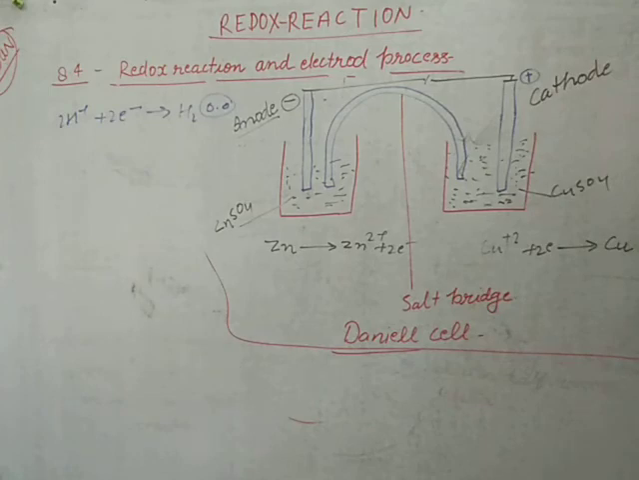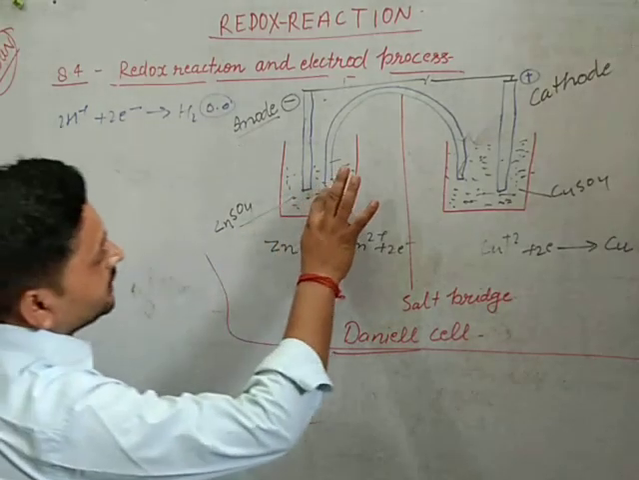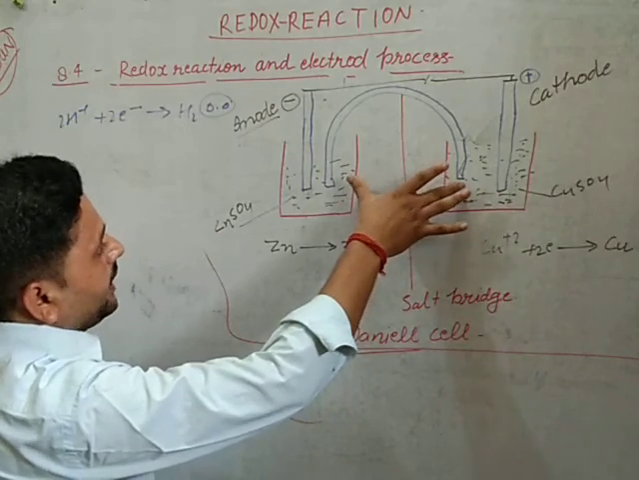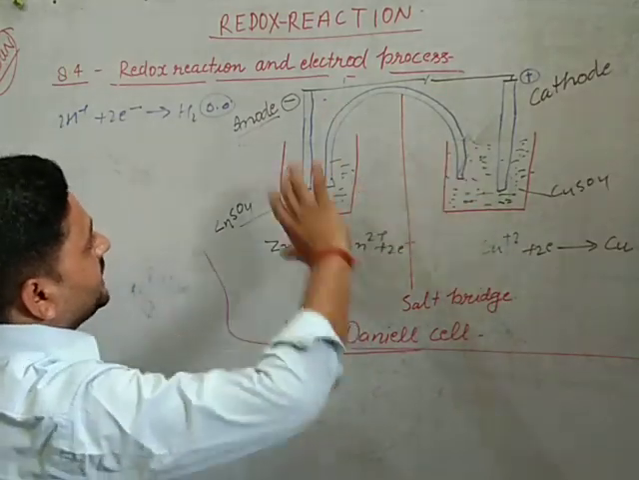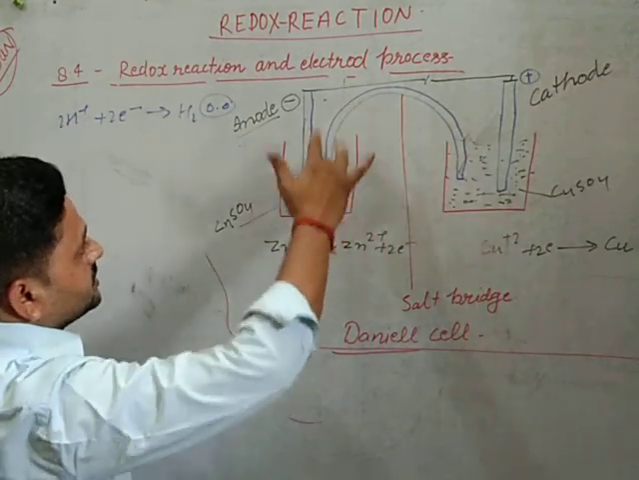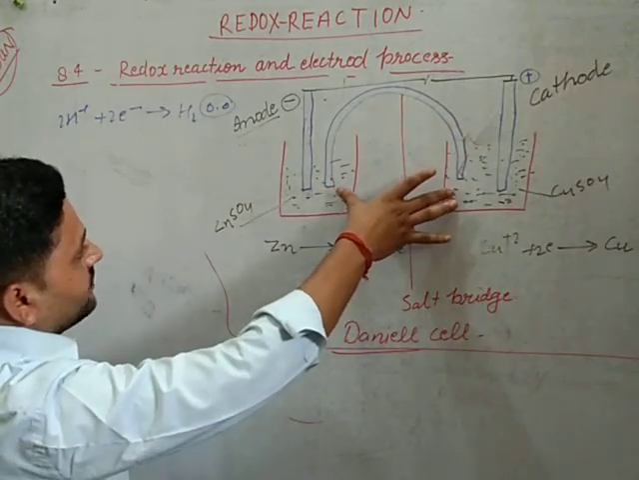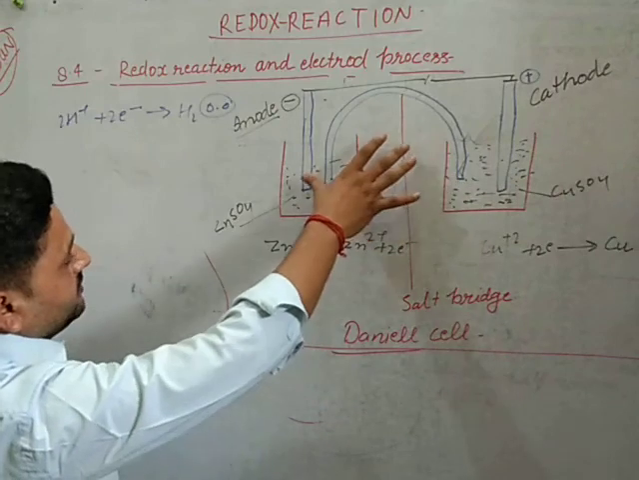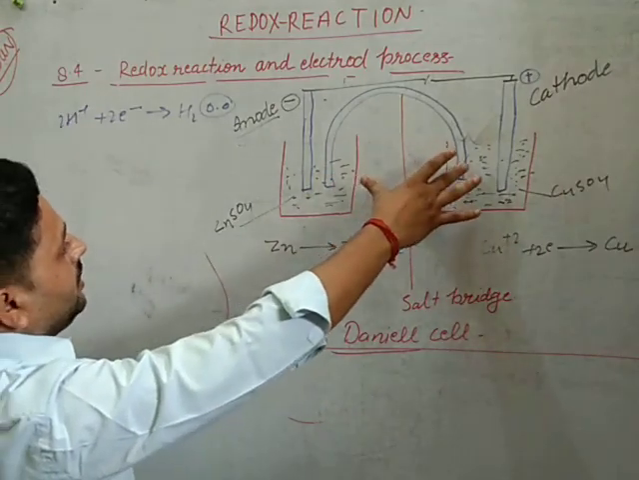Another function of this is that it keeps the two solutions in contact. If this tube is not there, the two solutions are not in contact and the two half cells cannot be connected. So the function of this is to connect the half cells.